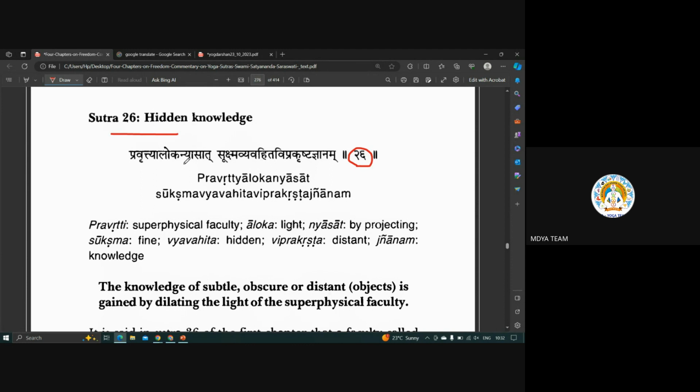Is it clear to you why I am reducing 1 here? Yes, sir. So it is the 25th sutra.